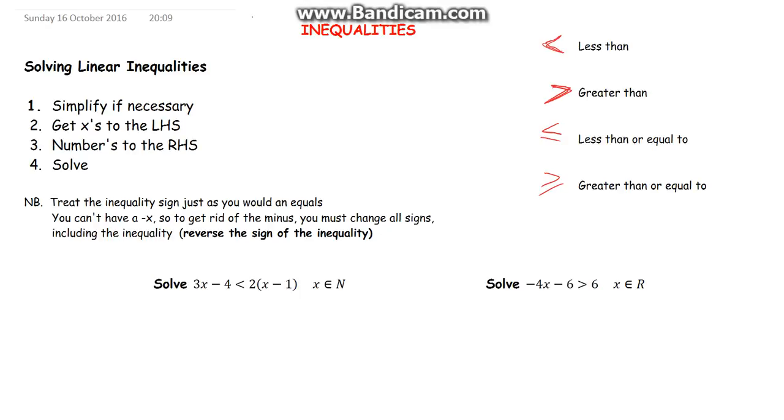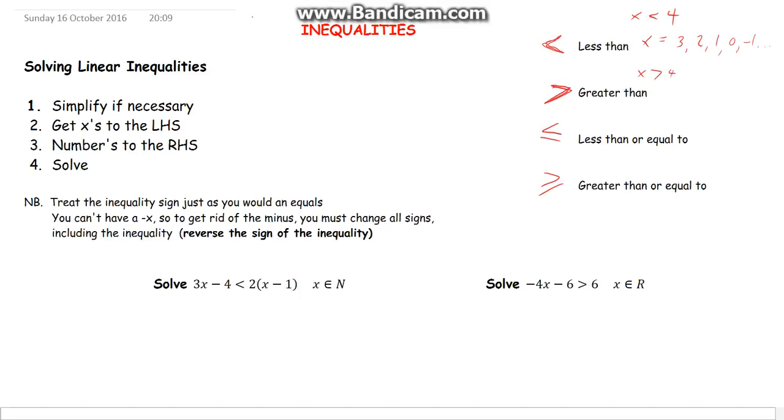If we're talking about x is less than 4, we'll use 4 as our number just for example. So x is less than 4, so that's going to be x equals 3, 2, 1, 0, minus 1, and so on. It obviously doesn't include 4 because it's less than 4. If x is greater than 4, that's going to be x equals 5, 6, 7, and so on.